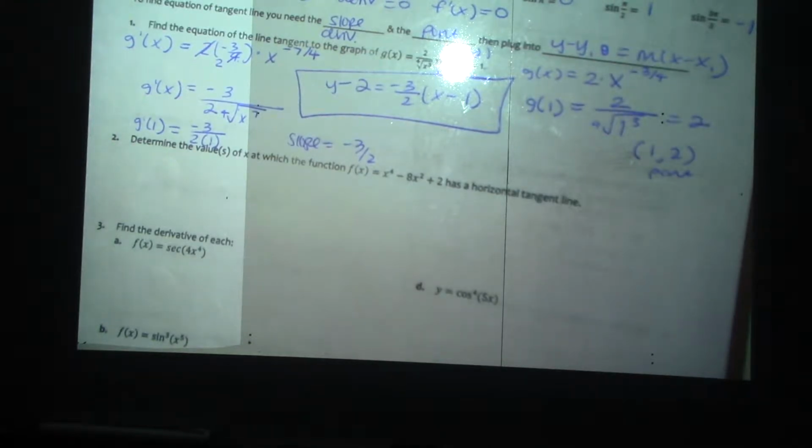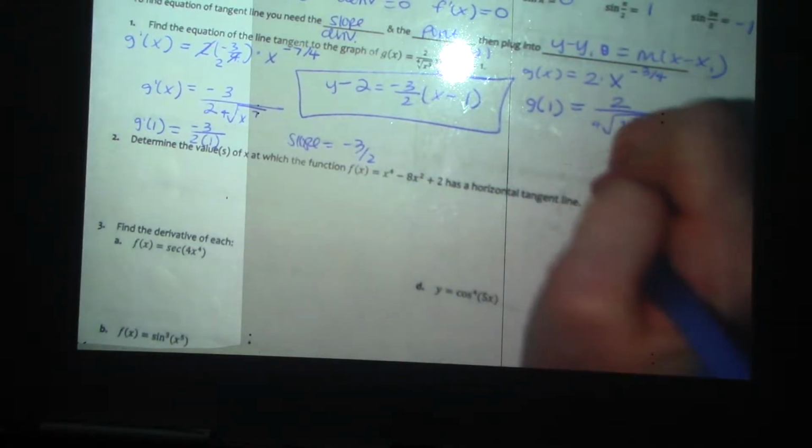Here we are looking for where it has a horizontal tangent line. That tells me set f prime of x equal to 0. So I find my f prime. That's going to be 4x cubed minus 16x. Derivative of 2 goes away. Set this equal to 0.